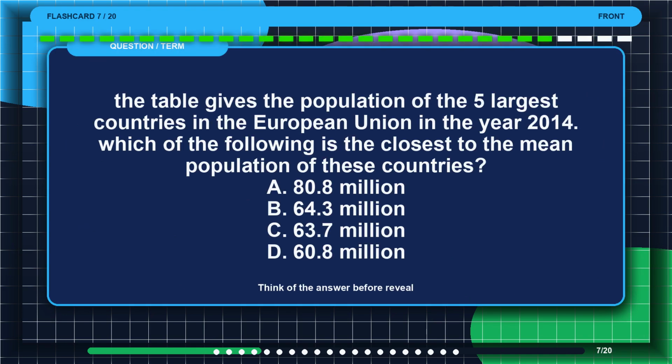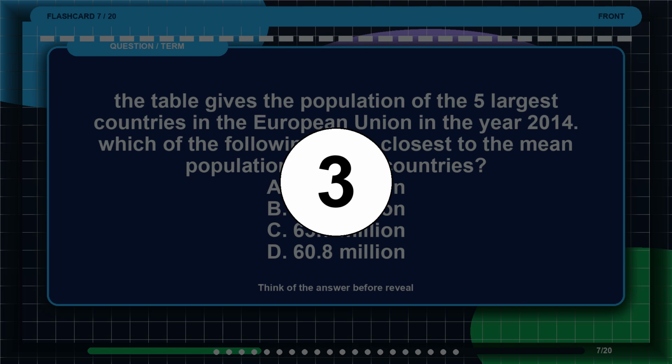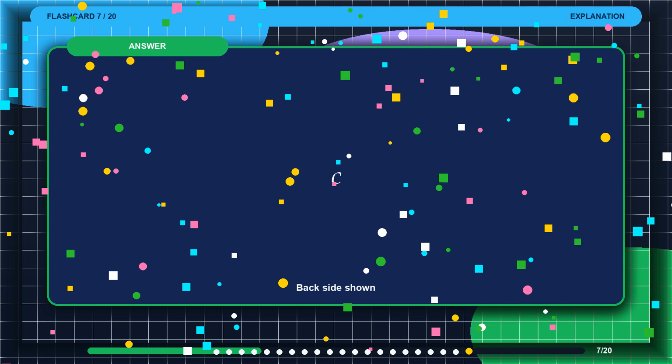Flashcard 7. The table gives the population of the 5 largest countries in the European Union in the year 2014. Which of the following is closest to the mean population of these countries? A. 80.8 million, B. 64.3 million, C. 63.7 million, D. 60.8 million. Pause and think of the answer before the reveal. The answer is C.